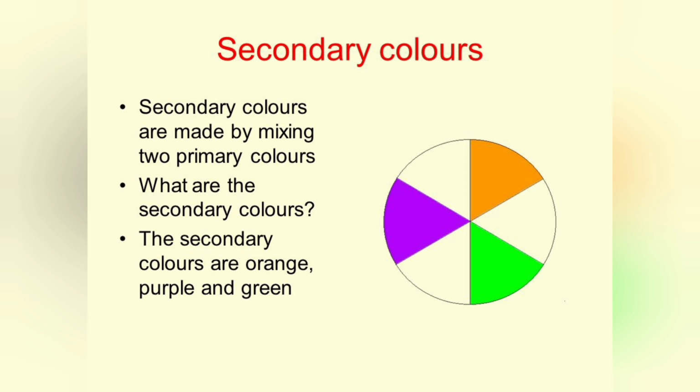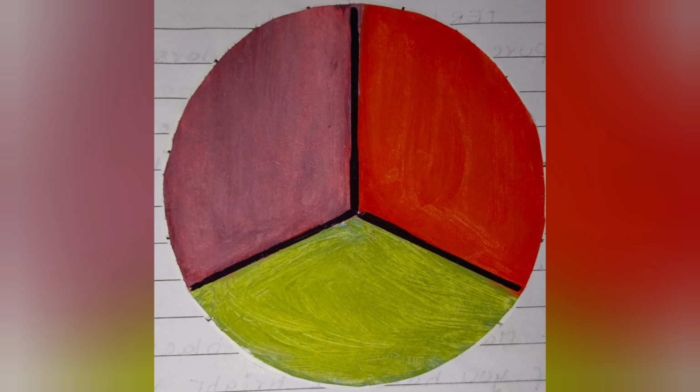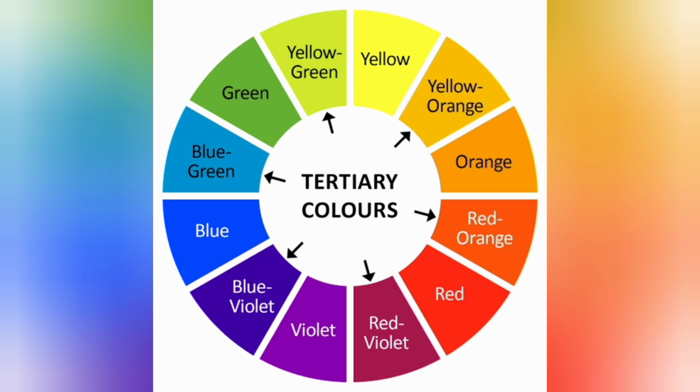Now secondary colors. Created by mixing an equal amount of two primary colors. Red and blue create violet. Red and yellow create orange. Blue and yellow create green. Now, tertiary colors. Created by mixing a primary color with a secondary color in equal amount.